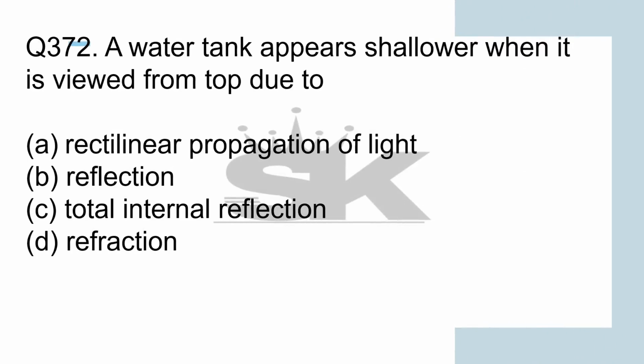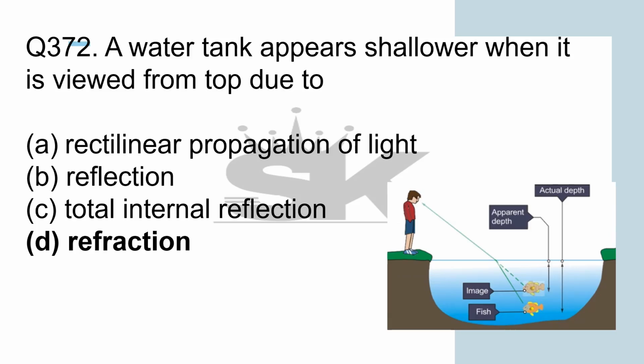A water tank appears shallower when viewed from the top, and this is due to refraction. Let's see the example here. Rays of light reaching you from the object at the bottom of the water do not come straight to you, as they would if there was no water between you and the object.